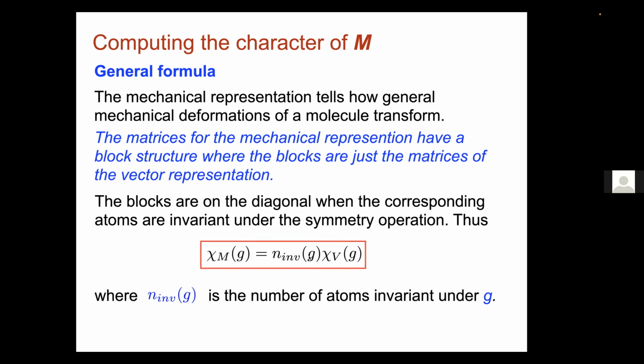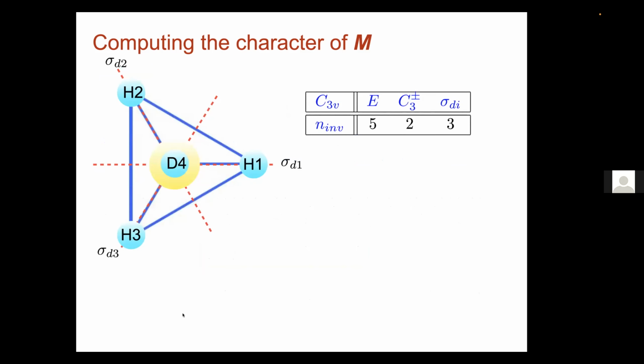I forgot about the 15 by 15 matrices and all the complications, and I just have this extremely simple formula. In this case, all I have to do is to construct this table. For each class, because I know that everything is a function of the class, the character has to be a function of the class, so I don't care. And I can see, of course, that the number of invariant elements is a function of class. Obviously, for the identity operation, all four atoms are invariant.